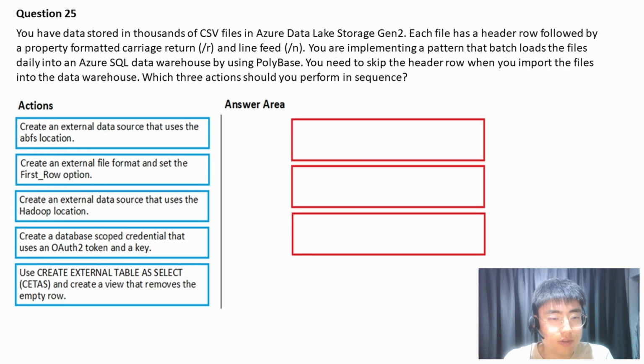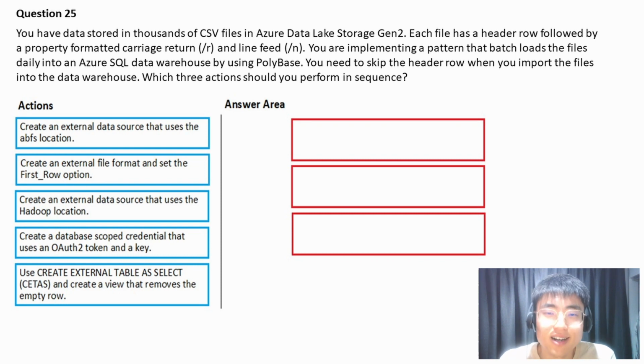Question 25. You have data stored in thousands of CSV files in Azure Data Lake Storage Gen2. Each file has a header row followed by a properly formatted carriage return and line feed. You are implementing a pattern that batch loads the files daily into an Azure SQL data warehouse by using PolyBase. You need to skip the header row when you import the files into the data warehouse. Which 3 actions should you perform in sequence?